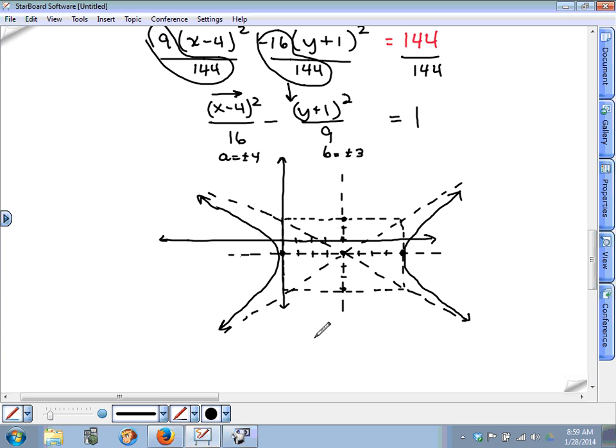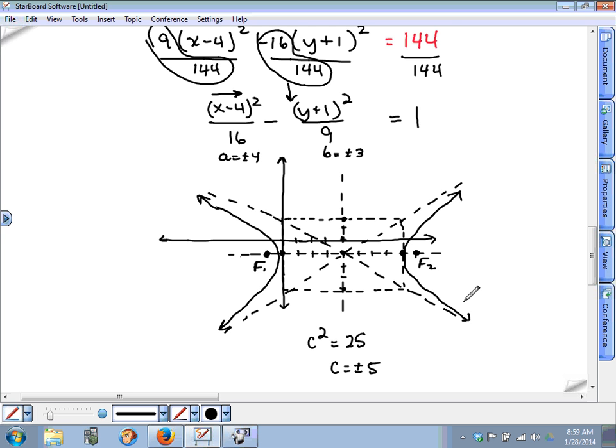And we need the foci. C squared is equal to a squared plus b squared. 16 plus 9 is 25. Oh, this works out fantastic. So c is plus or minus 5. Remember, that's in regard to our new coordinate system. So starting from the new origin, go over 5. That's one of the foci. Go to the left 5. And there's the other focus.